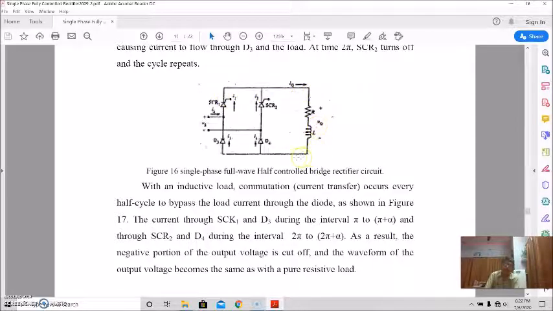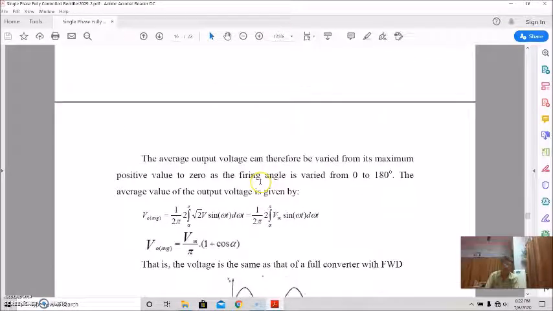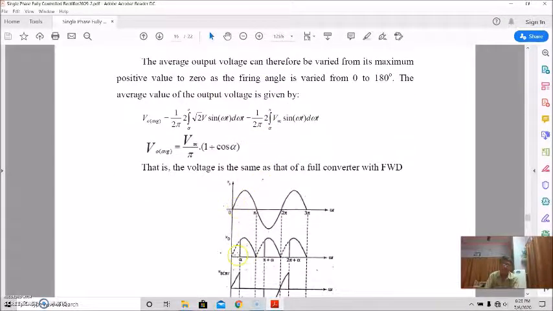So this way. And now for the positive half voltage, D4 is also forward biased. So it will be like this. Clear? For the second half, the output voltage waveform will be like this. It will start from here, and it will be from alpha 0 up to pi.